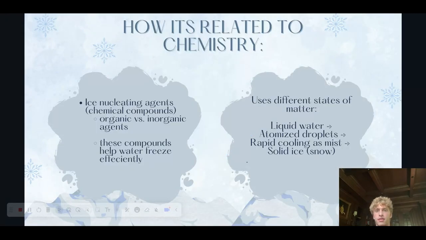There are two different ways artificial snow relates to chemistry. The first way is through ice nucleating agents. Ice nucleating agents are chemical compounds which are added after the compression of air and water. These compounds help water freeze more efficiently and faster when it's airborne.